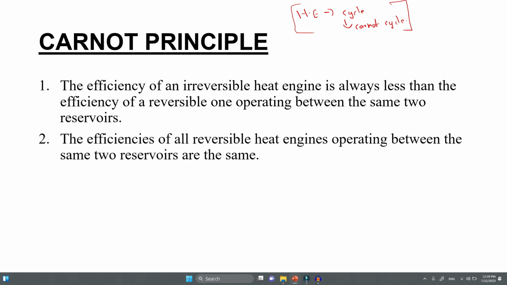The second Carnot principle is that the efficiencies of all reversible heat engines operating between the same two reservoirs are the same. That means if you consider the same two reservoirs, all the Carnot engines operating between them will have the same efficiency. So these are the two Carnot principles. We will try to prove these principles.